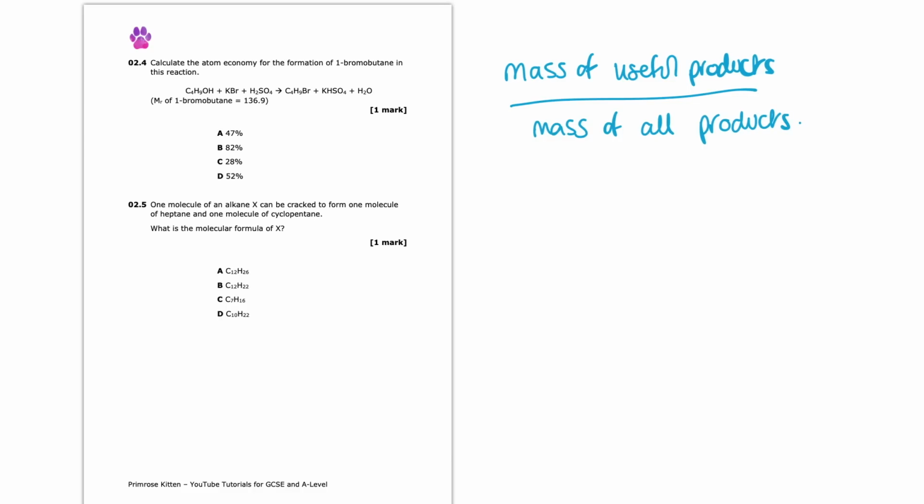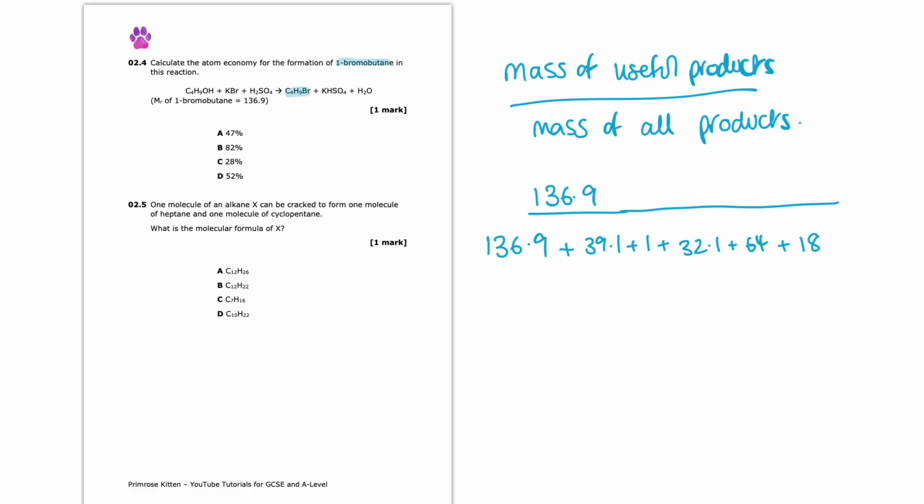In terms of the mass of the useful product, we know that the useful product is what we're making, 1-bromobutane. The MR of 1-bromobutane, they tell us, is 136.9. All of the products includes that, so we'll write that down first, but then we also want to add on the other things as well. So that means we've got KHSO4. K is 39.1, H is 1, S is 32.1, oxygen is 16, and we've got 4 of those, so that makes 64. And then finally there we've got an H2O as well, which is 2 hydrogens plus an oxygen, so in total that is 18.